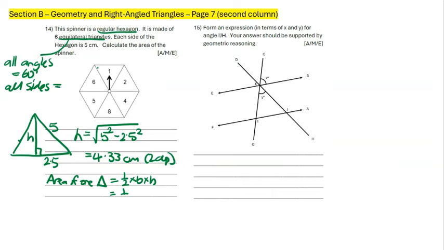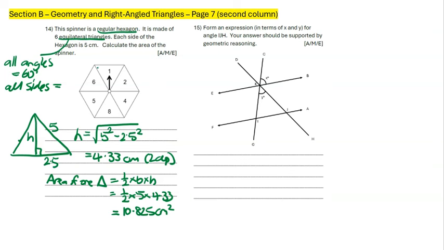Plug in those numbers: it's going to be 1/2 times the base. Remember, the base is still the full 5, not just the short 2.5. So times 5, times my height, the up and down that I've just calculated, 4.33. When I plugged that into my calculator, I got 10.825 centimeters squared, and I haven't bothered with any rounding there. I've just left it as it is.